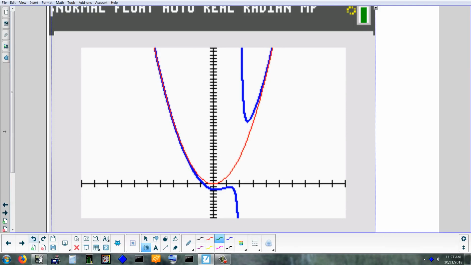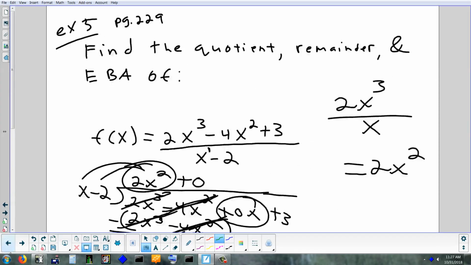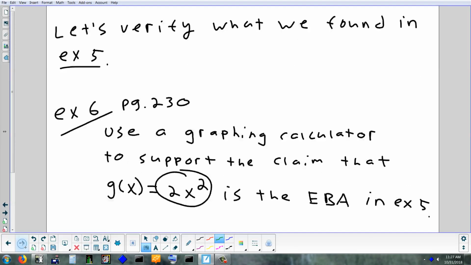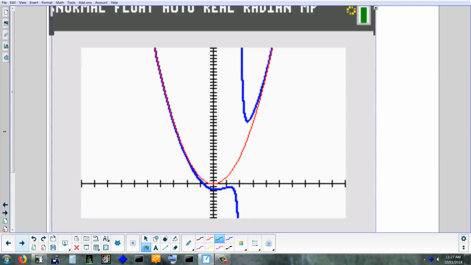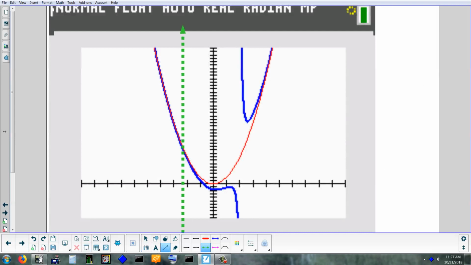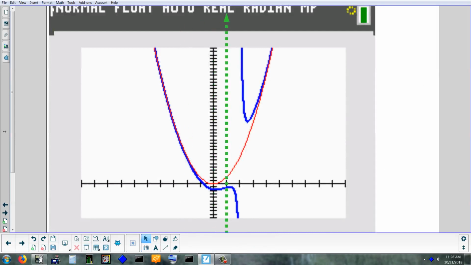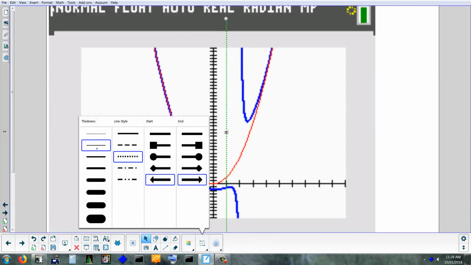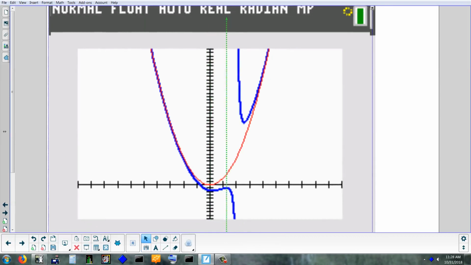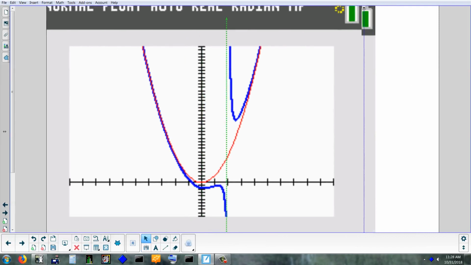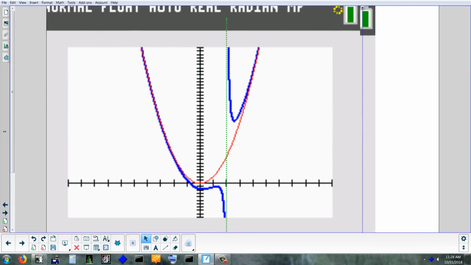It tries to connect. But the reason it can't is because, look at the denominator. What number could you plug in for x to make the bottom 0? 2. So what that means is there's a vertical asymptote at 2. So if I just put that in, it'll be a little clearer to see. And I'm going to make that a little thinner too. So let's move the whole graph. Okay, so there's your vertical asymptote.